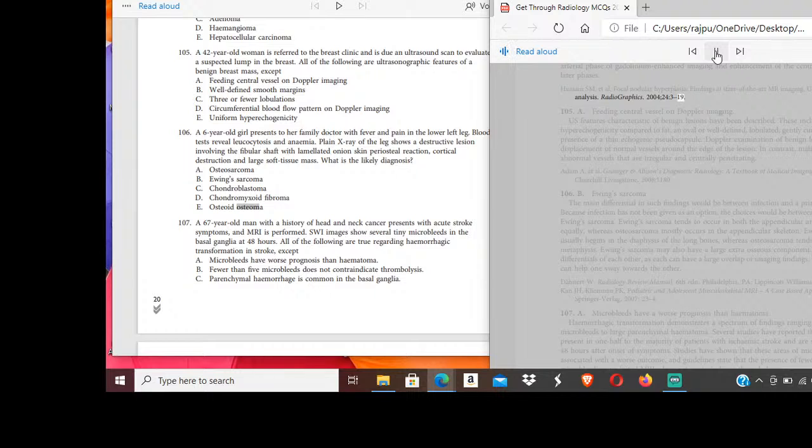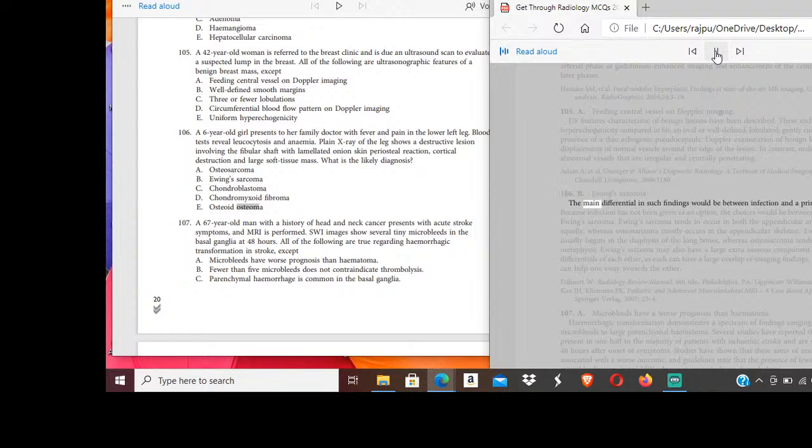105. A. Feeding central vessel on Doppler imaging. US features characteristic of benign lesions have been described. These include hyperechogenicity compared to fat, an oval or well-defined, lobulated, gently curving shape, and the presence of a thin echogenic pseudocapsule. Doppler examination of benign lesions shows displacement of normal vessels around the edge of the lesion. In contrast, malignant lesions show abnormal vessels that are irregular and centrally penetrating.